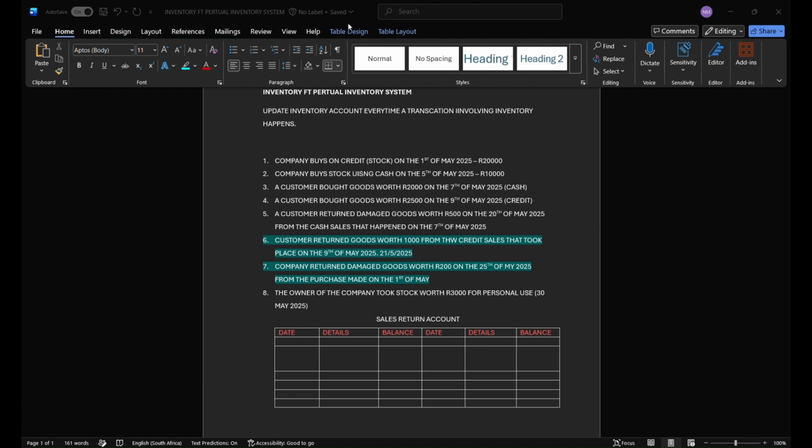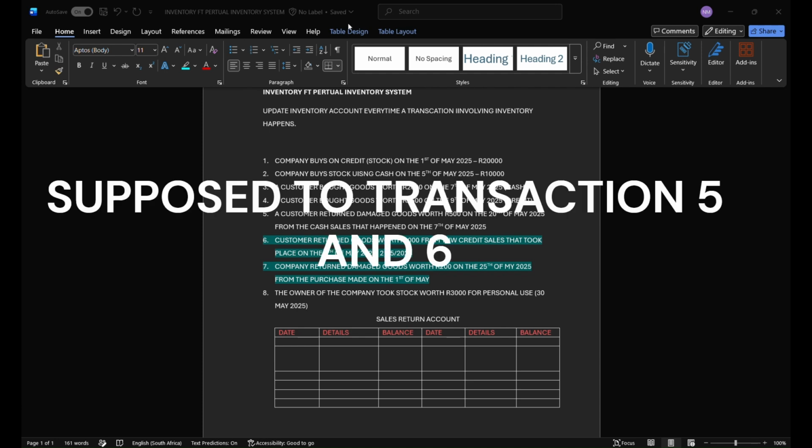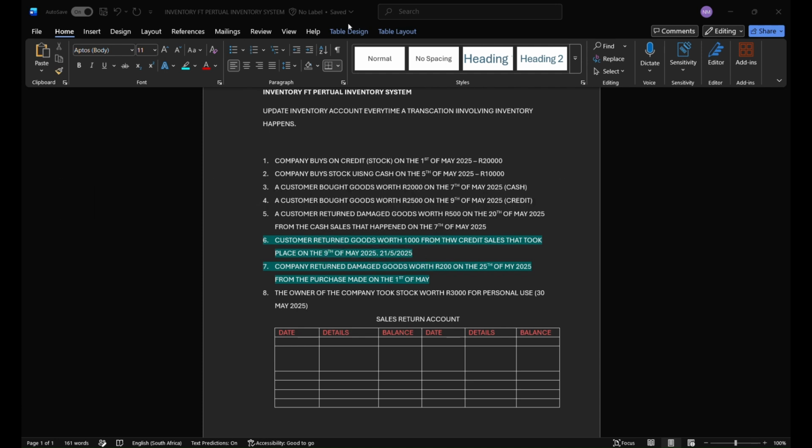Then we're going to be looking at sales returns. Sales returns. Actually, the only transactions that are going to be recorded here are transaction 6 and transaction 7. So for every inventory item that is being returned by the customer, we're going to record it on the debit side.